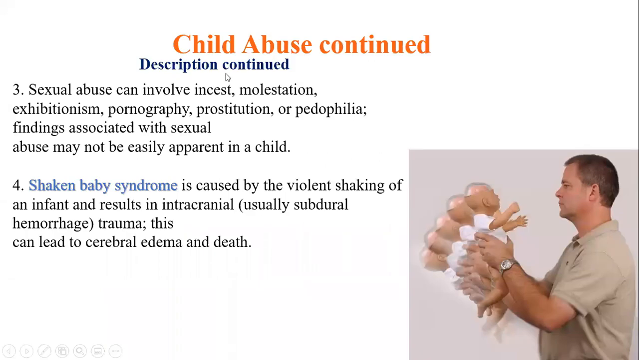The child abuse continued. Sexual abuse can involve molestation, exhibitionism, pornography, or prostitution. Findings associated with sexual abuse may not be easily apparent in a child. It's easy to explain: forcing a person to engage in a sexual act.